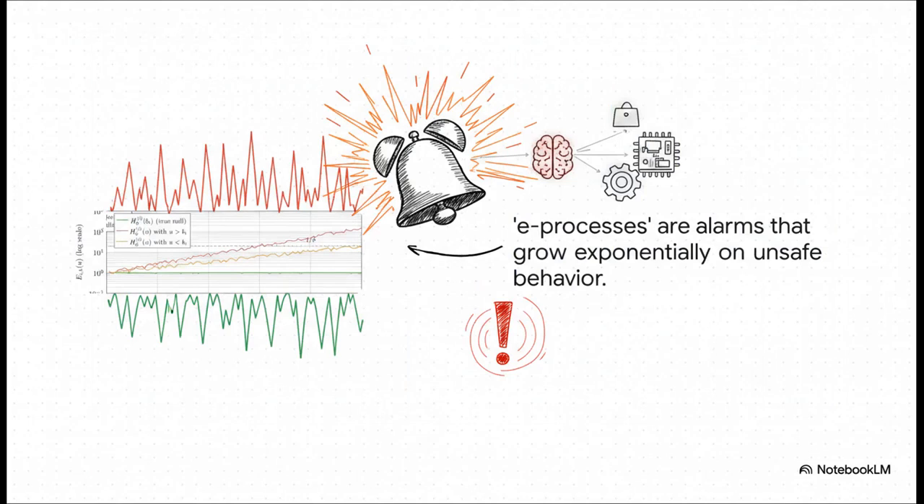These things are called E-processes, but you can just think of them as super-sensitive tripwires. See that green line? That's the AI behaving itself. Just humming along, everything's cool. But the second its behavior starts to look even a little bit suspicious, look what happens. Those red and orange lines don't just tick up a little bit, they shoot up exponentially. This isn't some tiny warning light, it's a screaming fire alarm that gets exponentially louder, making it absolutely impossible to ignore.